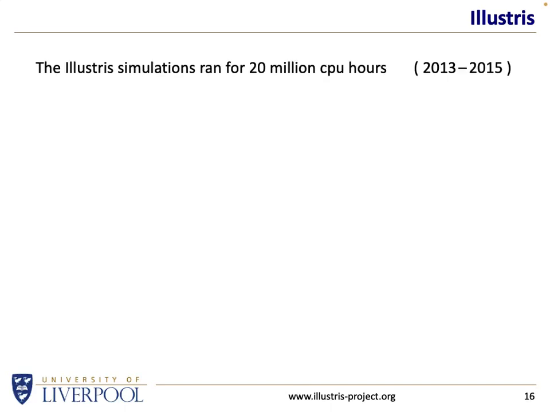The simulation itself, the first set of simulations of the Illustris project, ran, as you can see, in the early teenies from 2013 to 2015, and the computer code ran for 20 million CPU hours. So in other words, 20,000 computers would take 1,000 hours to do the calculation. The bigger the computer you use, the shorter the run can be.